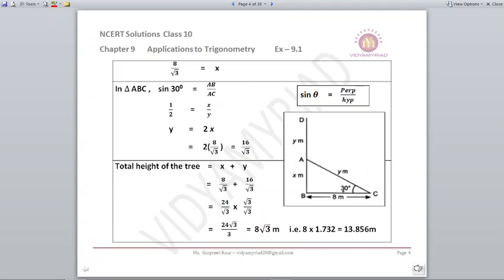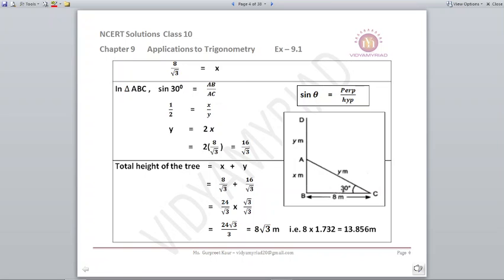We want to find out the total height of the tree. So that is x plus y. X is 8 upon root 3, y is 16 upon root 3. Add them together, it becomes 24 upon root 3. You know we should not keep roots in the denominator, so we will rationalize it by multiplying by root 3 and dividing by root 3. It becomes 24 root 3 upon 3.